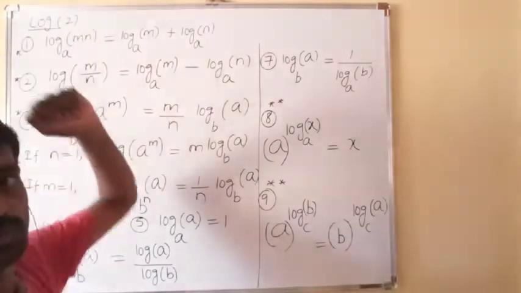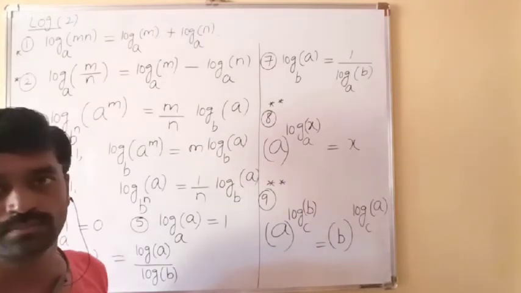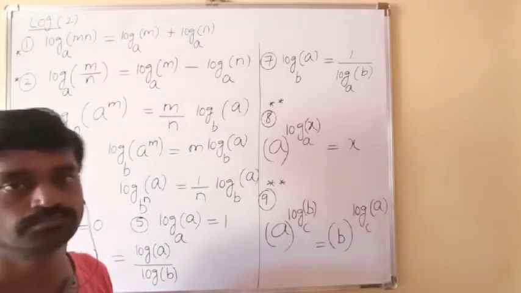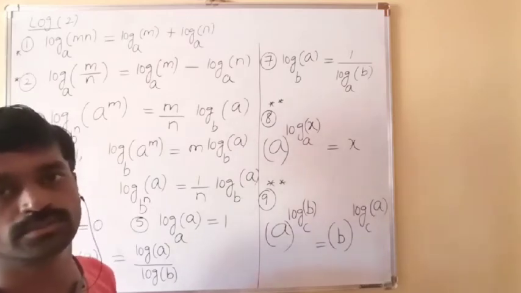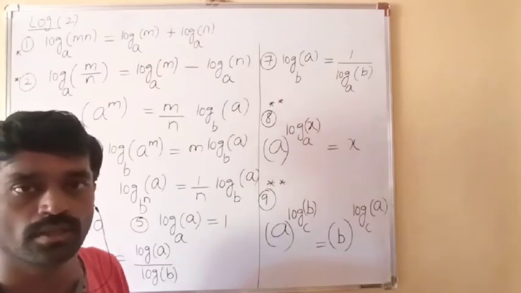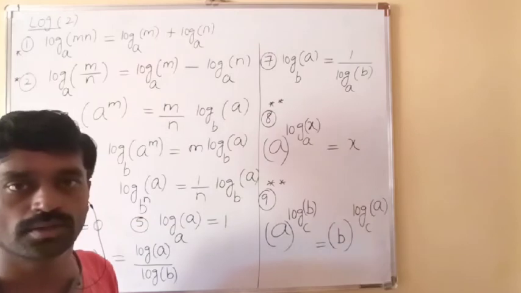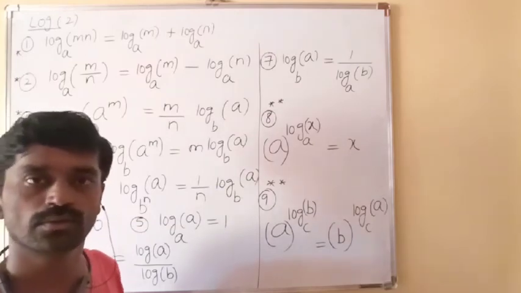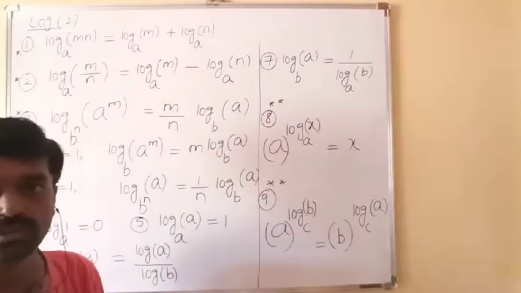This formula holds. For example, log of m into n into k to the base a can be written as log m to the base a plus log n to the base a plus log k to the base a. Here a may be any permissible number.